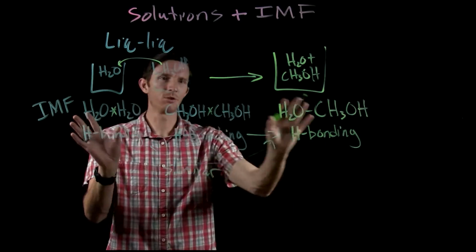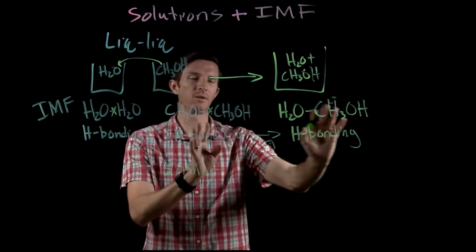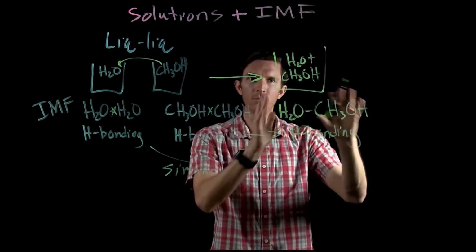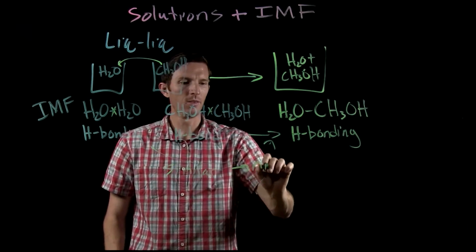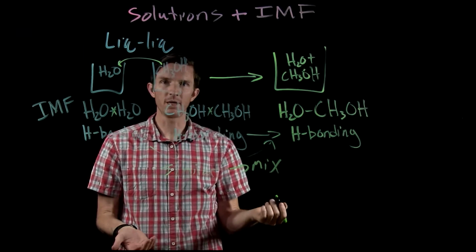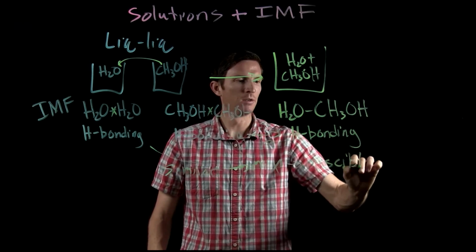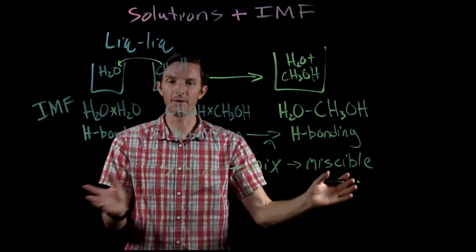Well, these things have similar attractions, so we'd have not the same, but similar strengths of attractions between our initial state and our final mixture. When this occurs, these two substances will mix, and we call those two substances miscible. So if they're miscible, they will mix together.